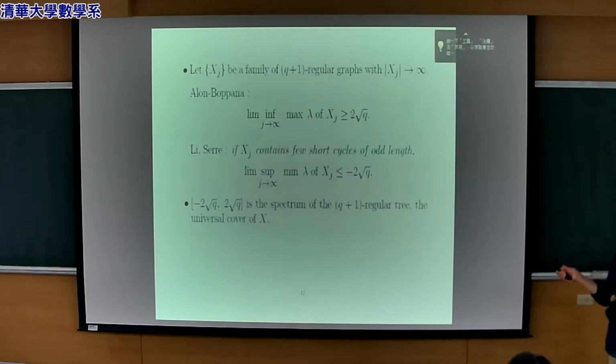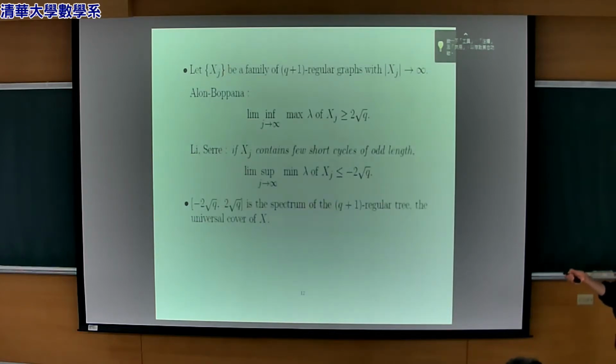So the meaning of these two numbers, 2 root q and minus 2 root q, is that if we consider the closed interval from minus 2 root q to 2 root q, this interval is the spectrum of the Q+1 regular tree. Okay. And you know that the Q+1 regular tree is simply connected, so it is the universal cover of any Q+1 regular graph.